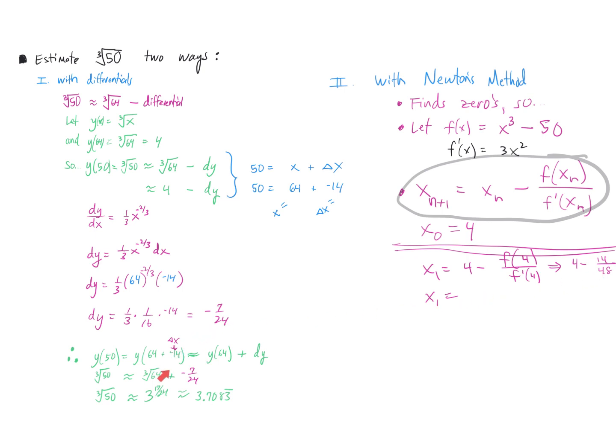Whoa, that's the same thing we had over here. 4 minus 7/24. So we get the same thing for our first guess anyway, but with Newton's method, that's just one guess. We're going to get closer with the next guess. Closer and closer and closer. So for the next guess, that will use our previous guess minus the ratio of f at our previous guess over f prime at our previous guess.